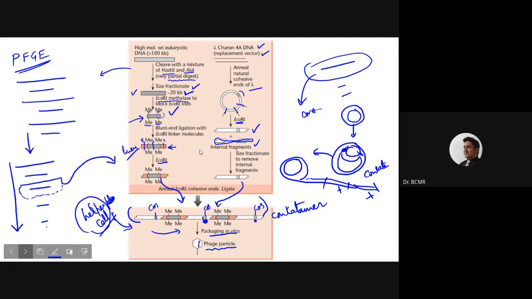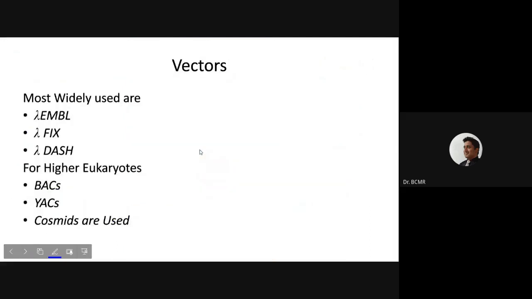So this is about two methods of constructing genomic libraries using lambda phage based vectors. There are many other vectors that can be used, especially ones that are much bigger, while lambda phage has a limitation of about 20 kb or so. Cosmids have about 45 to 50 kb. BACs and YACs can go much higher, 100 kb and above.